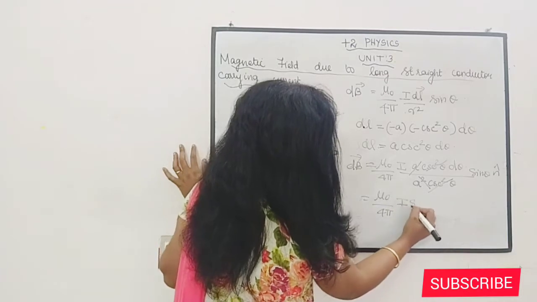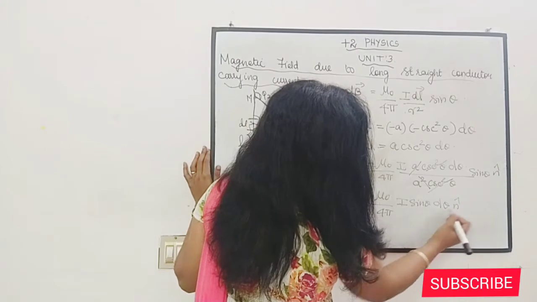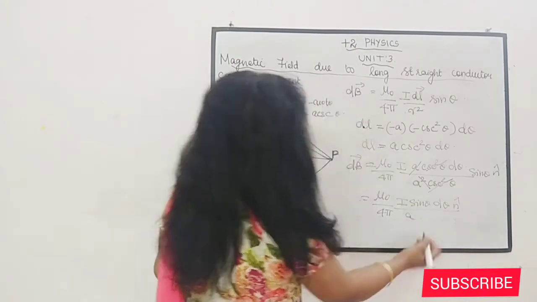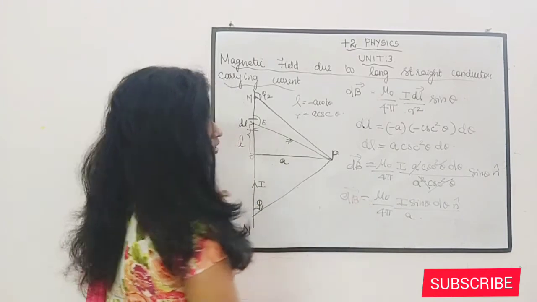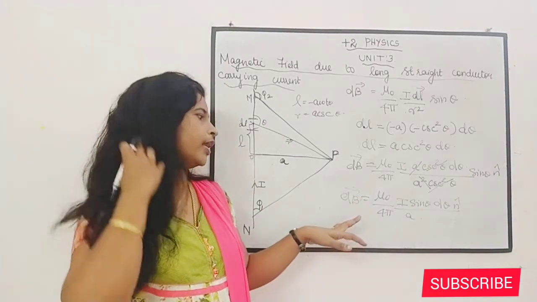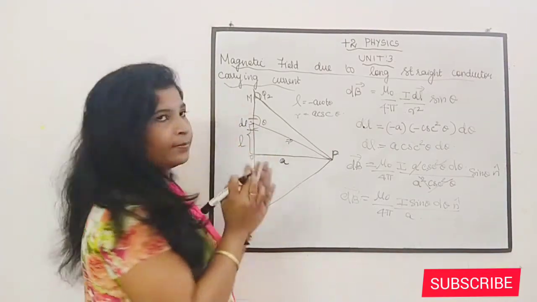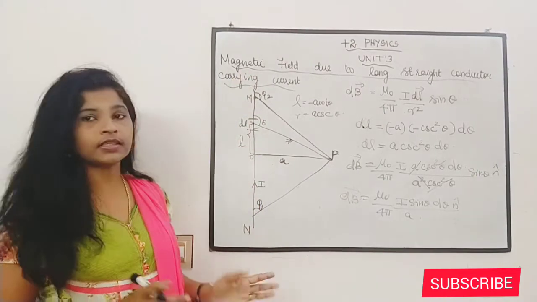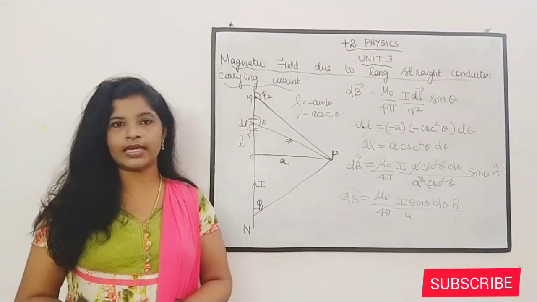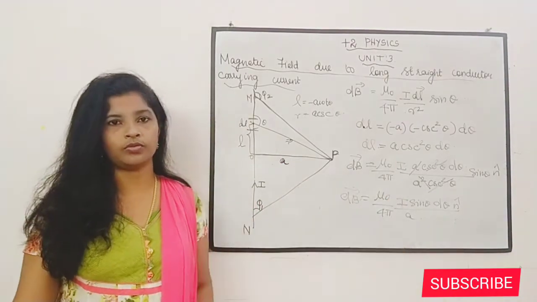I sin theta d theta n cap by a. Okay, so this is the final value you are obtaining from this equation. This is your dB, that is, the field strength due to the small element length. So for the overall length, what do we have to do? We have to integrate all of it. That's all. So I have found the field strength for this small length.